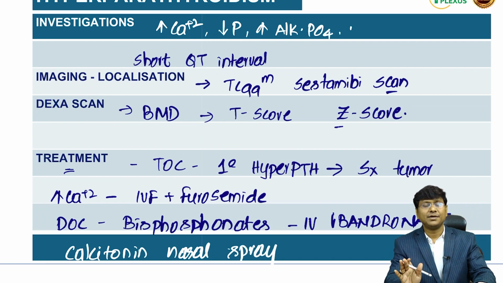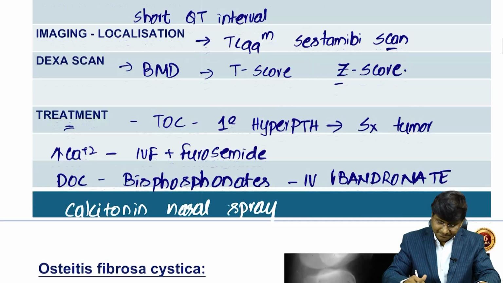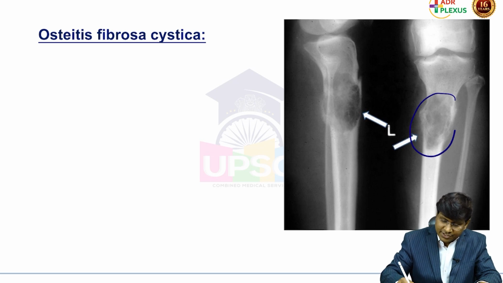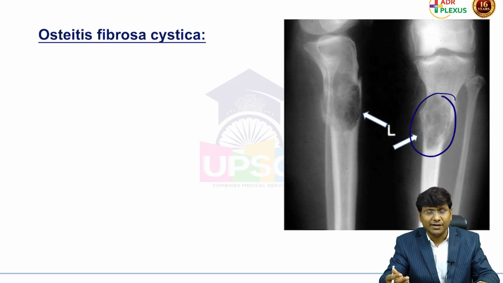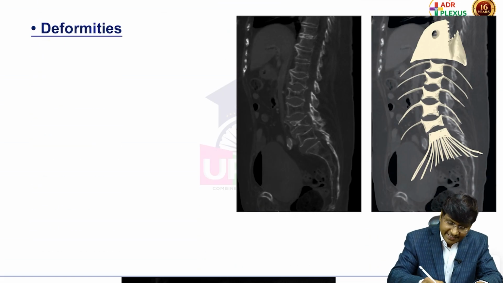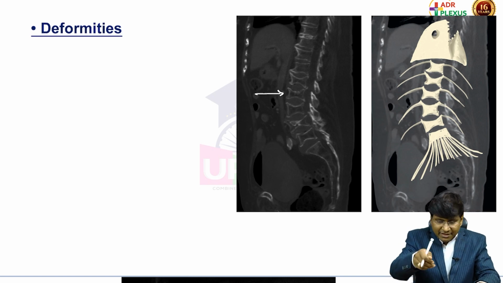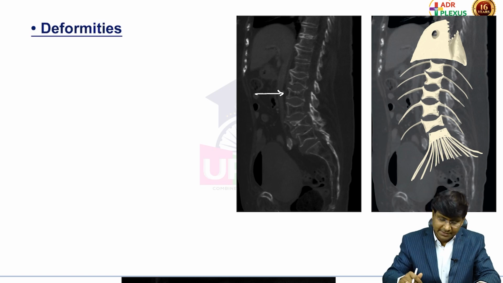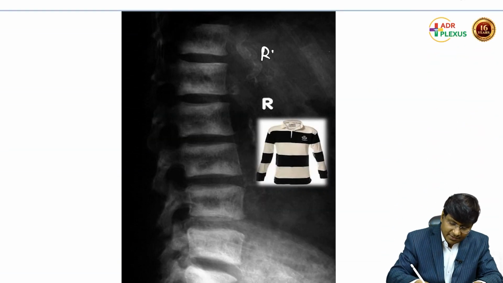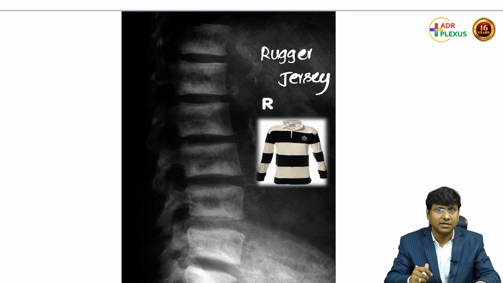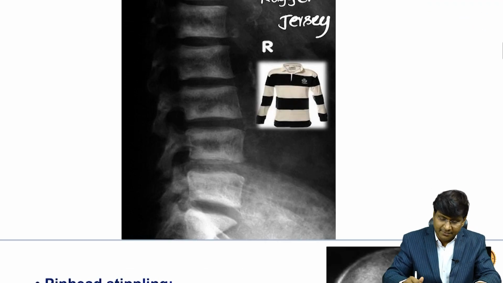Okay, so this is about hyperparathyroidism. Now if you take the images related to bony abnormalities, this will be osteitis fibrosa cystica, where the normal bone is replaced by fibrous tissue. This we describe as the codfish spine, because if you look at the vertebra, it is completely scooped out. Then followed by that, this will be the rugger jersey spine, where you have an alternating dark and white pattern over the vertebra.